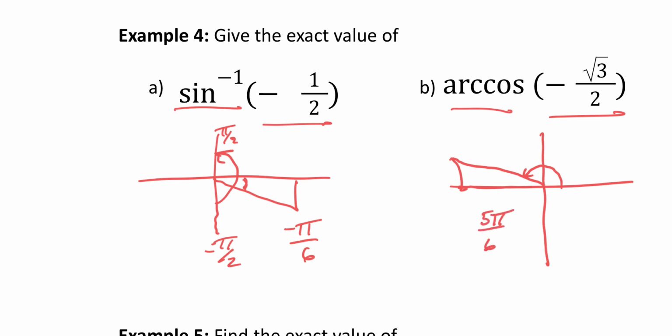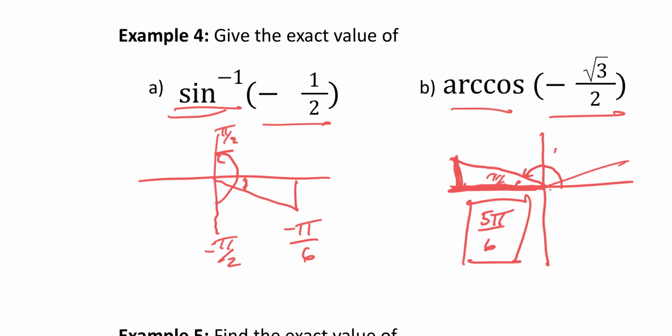This has a reference angle of pi over 6, but it has to be between 0 and pi. So this is negative root 3 over 2, the x coordinate here. The y coordinate would be positive 1/2. Okay, so 5 pi over 6. Now 5 pi over 6 is not a possible answer for the inverse sine of 1/2. That would have to be pi over 6 over here.